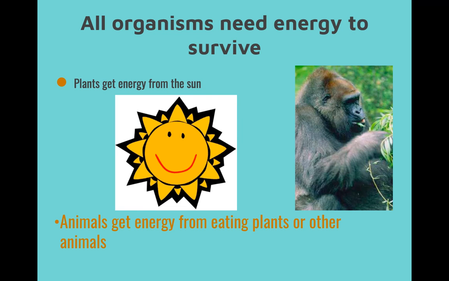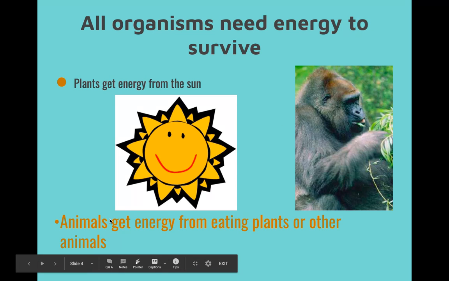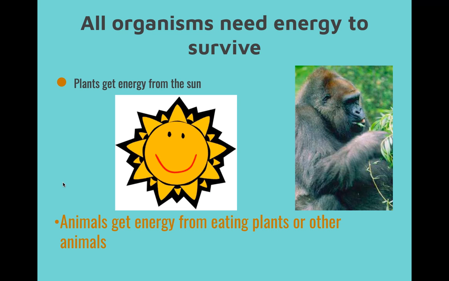Plants, however, like we saw in photosynthesis, do get their energy from the sun. They are able to create that food with the energy from the sun. And then we use those plants to get energy. So, because of this, we know that animals get energy from eating plants or other animals. We know that this is true for animals. This is not true for plants. Plants do not need to eat, they make their own food through photosynthesis.